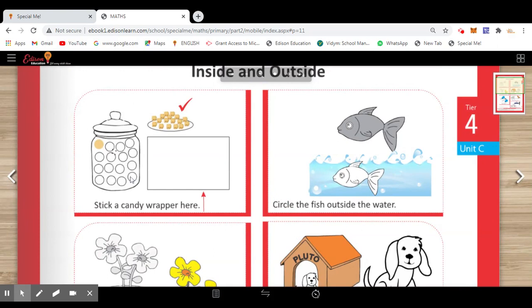So now look at here, students. Here candies are inside the jar. And if candies are in the plate, then it is outside the jar. Inside, outside. Candies are inside the jar, candies are outside the jar. Next, this is a fish. This fish is inside the water and this fish is outside the water. ये पानी के अंदर है और ये वाले fish पानी के बाहर है. तो this fish is outside and this fish is inside.